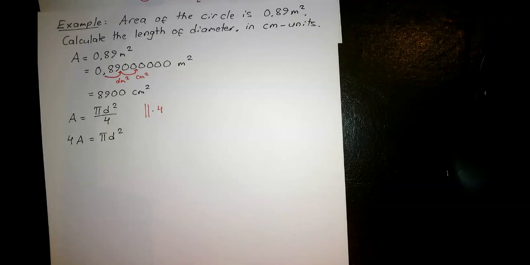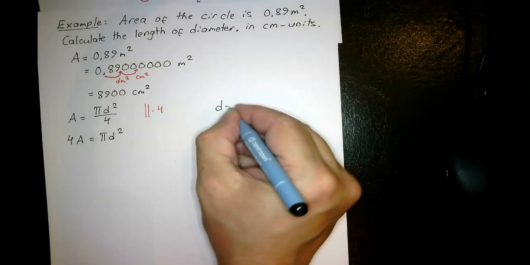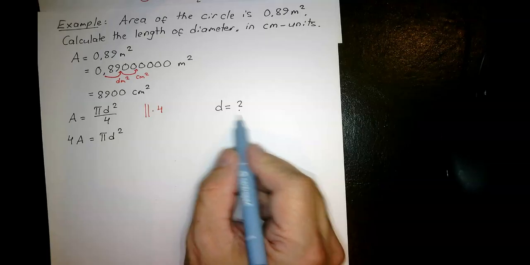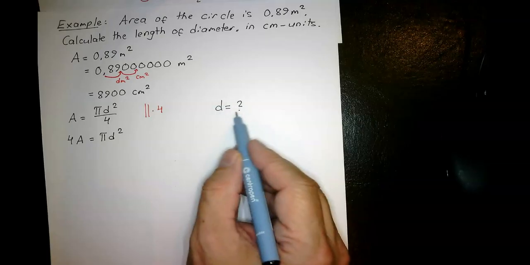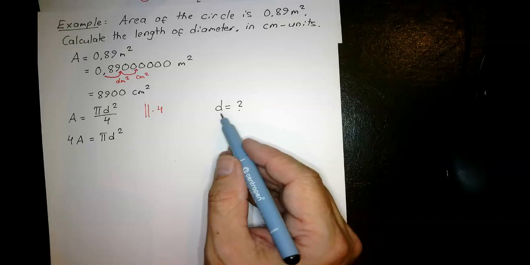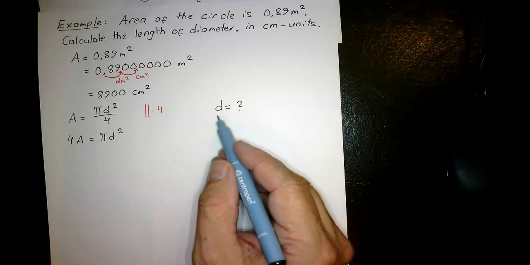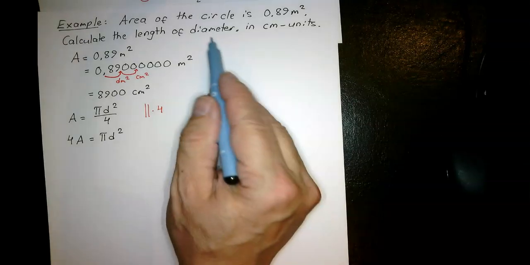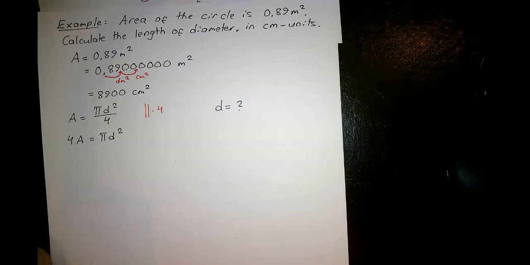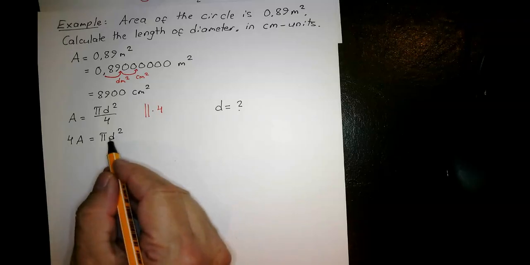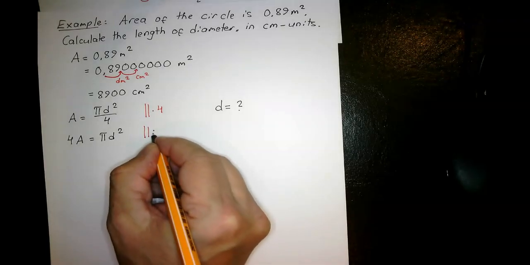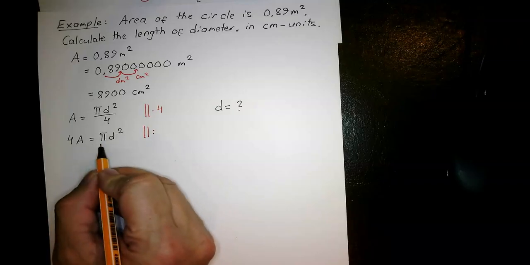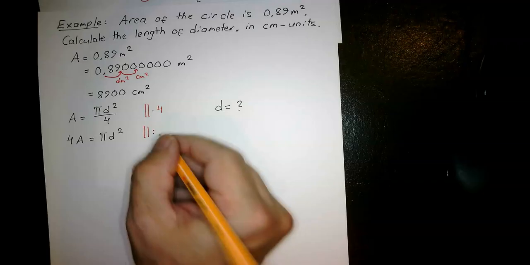And I am going to solve the d from this formula. Many times it is good advice to write the unknown so that you remember when solving the equation what you are trying to solve. It is d this time, diameter. So we have here d squared, so we have to divide by the factor of d squared. So this time we have to divide by pi.